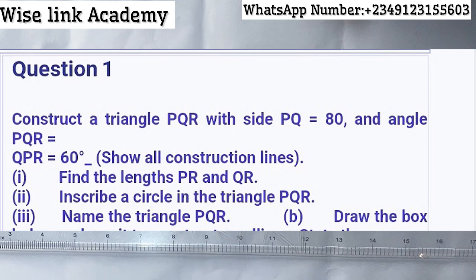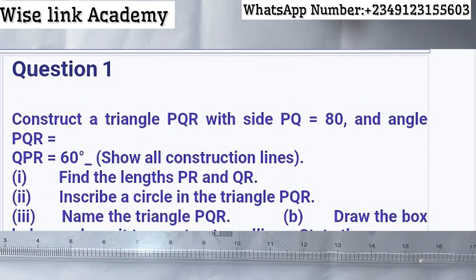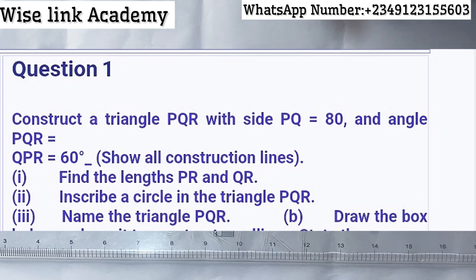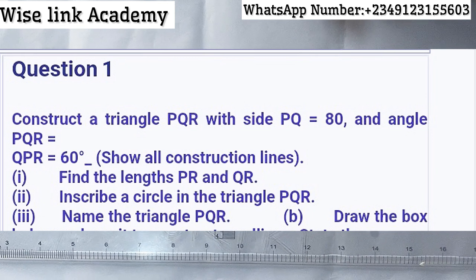Question I says find the length PR and QR. II says inscribe a circle in the triangle PQR. Finally, name the triangle PQR.